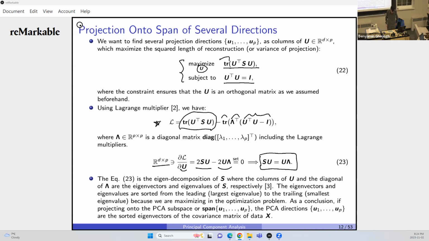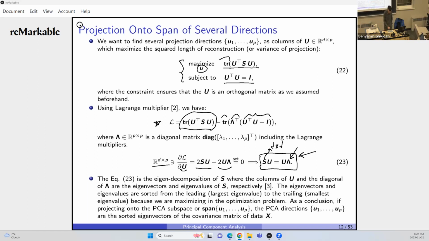Okay, and now, by the way, when you solve this, S is d by d, right? As a result, U will be d by d, not d by p. But if you truncate it, it becomes d by p. So far clear? S is d by d, so we will have d eigenvectors. Lambda will also be d by d. I will have d eigenvalues, but I can truncate it. By the way, we have to sort these eigenvectors and eigenvalues.